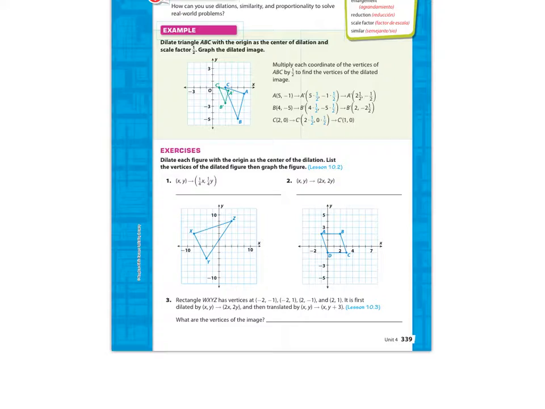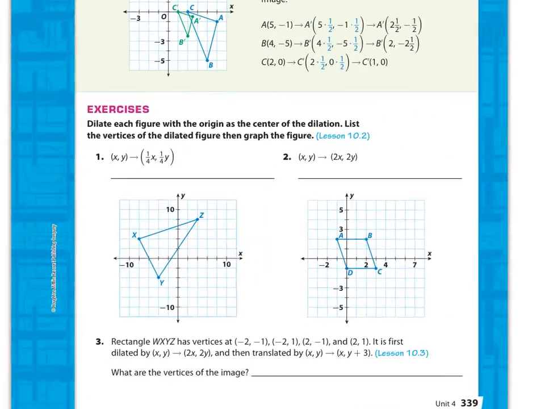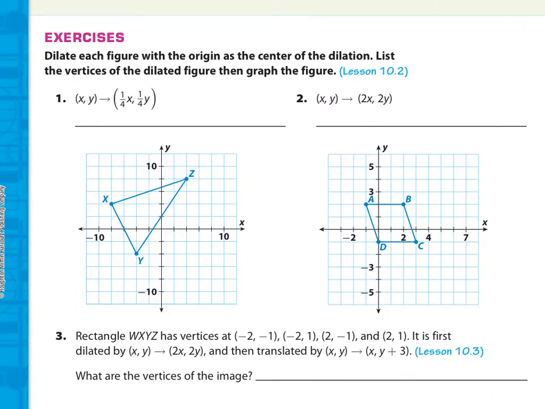Okay, so number 1, number 2 here actually gives us rules. So we're going to take these shapes and we're going to apply the rule, and the rules are actually dilations. So we're going to make the shape bigger or smaller. So this means, number 1, that the scale factor is 1/4. We're going to multiply everything by 1/4.